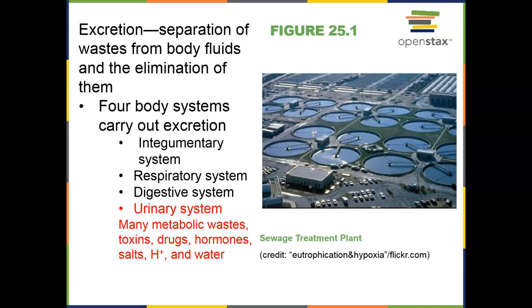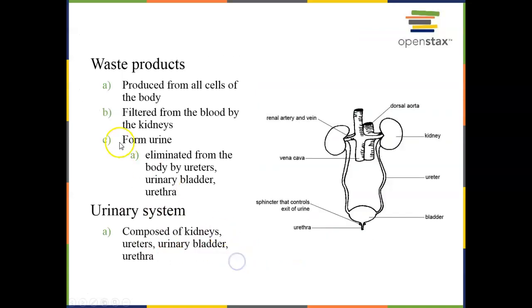So the urinary system is an excretory system. It filters our blood, taking out waste products from the blood plasma and keeping all of the beneficial materials that our body needs. Waste products are produced by a lot of our cells, but those waste products are then going to be filtered from our blood, from the blood plasma, by our kidneys. And in that process, we form a product called urine, which leaves our body through our urinary system.